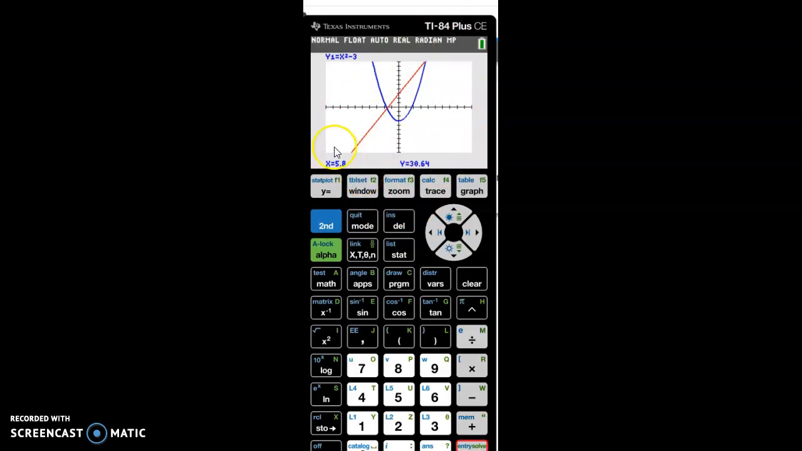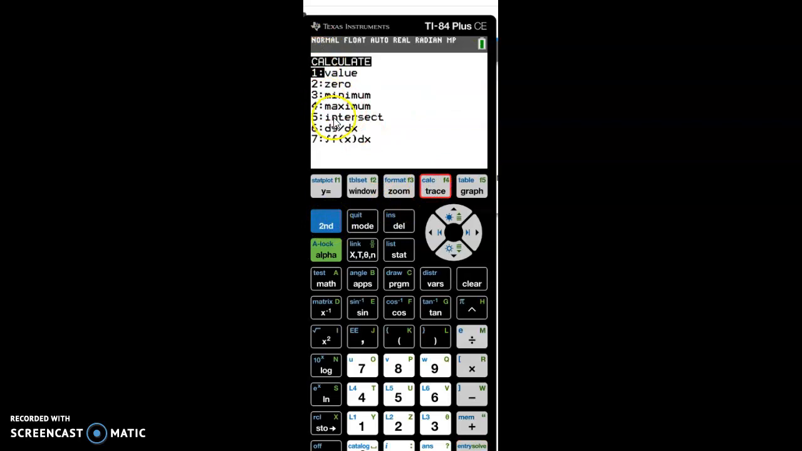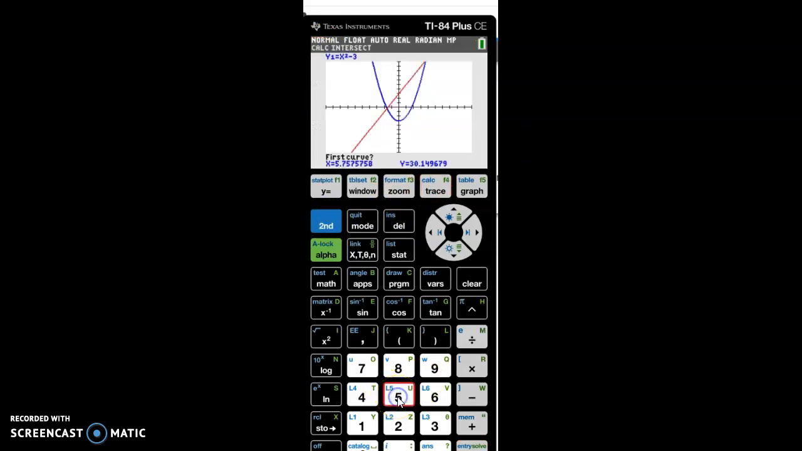And then lastly, the one that's probably the most important is to find the intersection. So here we've got two intersection places. So let's go back to our second trace, which is calculate. And number 5 here is intersect. So you can either arrow down or I'm just going to press 5. And now it's always going to ask you, is this the first curve? It's saying, is this blue one the first curve? And you can say yes. And then it's going to say, is this the second one? Yes. If you only have two functions, you can just quickly do enter, enter. It's really more for if you've got more than two functions on there.